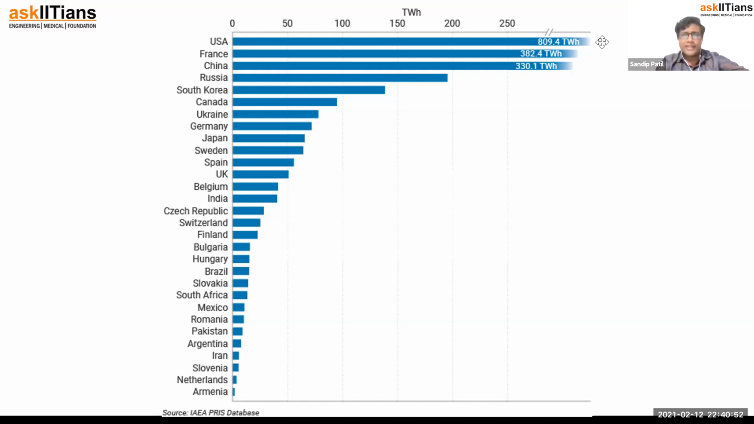Tera means what? Nowadays you must have heard: we already know pen drives come in gigabytes, right? And some hard disks are now in terabytes, right? So terabytes means 10 raised to 12. So you can say 809 into 10 raised to 12 kilowatt hour or watt hour in that case. This much energy the USA is generating from its nuclear power plants, right?